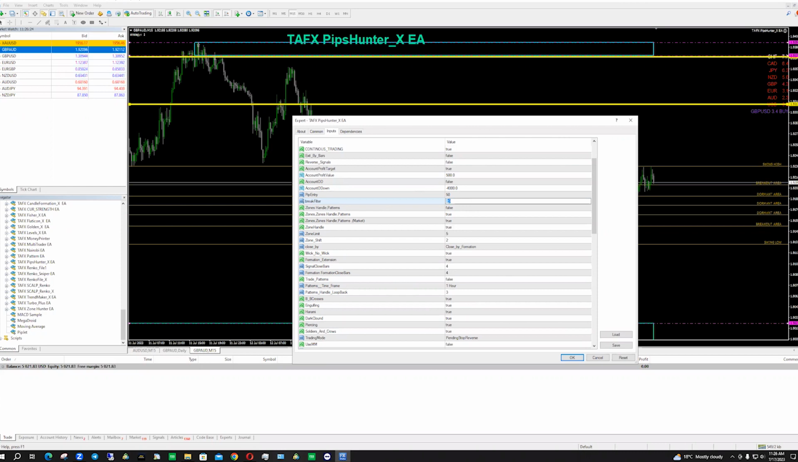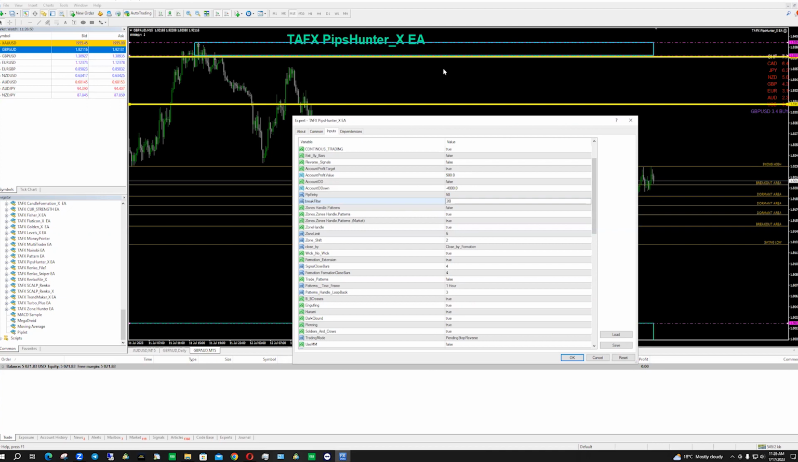Exit by zone should be set to true. Then for the break filter, we set it to 20 pips. So if we set it here to 20, it means that after breaking these zones and going 20 pips, it will close that order automatically, and then it will wait for a fresh sell entry when it forms itself. So this is why we are setting 20 pips.